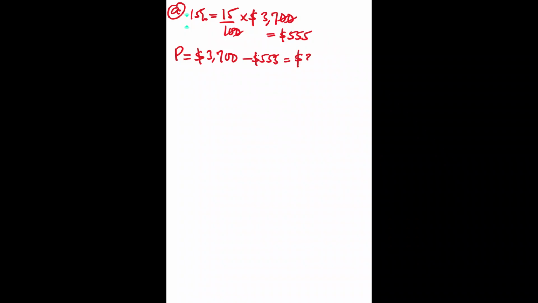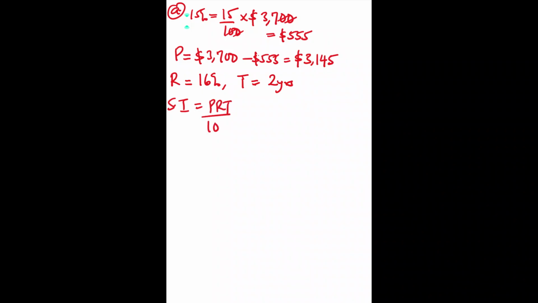So the principal will be $3,700 minus $555, and that will give us $3,145. Okay, so we know that the interest rate is 16% from the question, and the time is 2 years. He has to pay this up in 2 years.